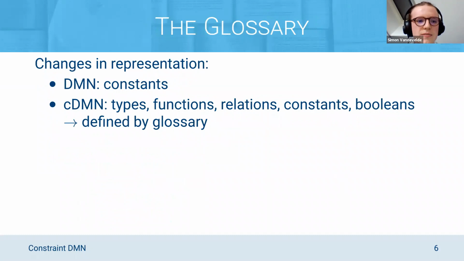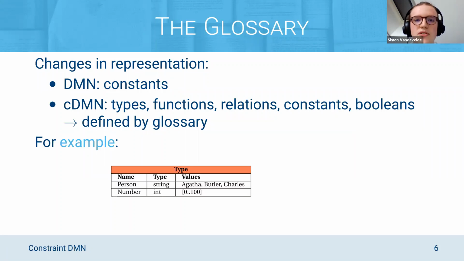So the glossary. We changed some representations in cDMN, wherein DMN only constants are allowed in columns. In cDMN, we add types, functions, relations, and booleans, and these are defined in our glossary. So for example, we have the type glossary, and this is for the Who Killed Agatha case, DMN challenge. In the type glossary, we can define a type, such as the person type, which consists of strings, and these strings are Agatha, Butler, and Charles. Or we have the type number, which is an integer between 0 and 100.